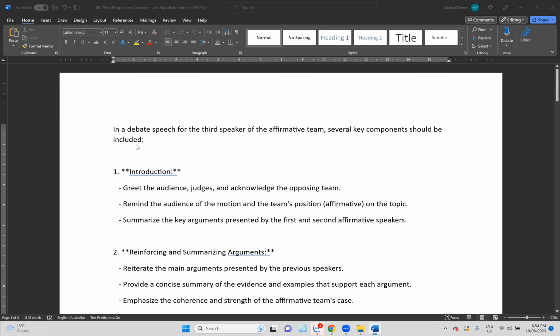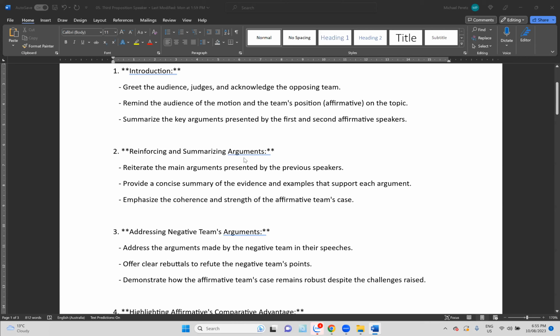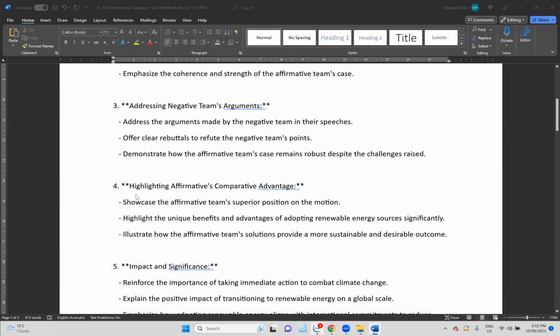Okay, so looking at the third speaker. So we know the third speaker's job is to summarize your team's case. So once again, we have the introduction. We need to reinforce and summarize our team's arguments. And then we need to address any of the negative team's arguments. We also need to highlight why we've got the advantage in this debate, and we've got to make sure that they understand that we've got the superior opinion.